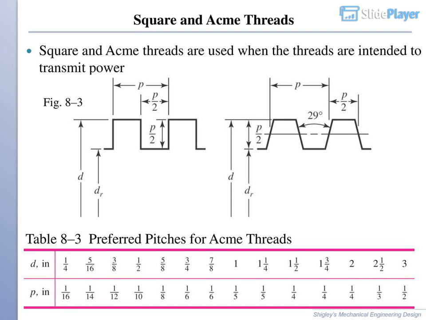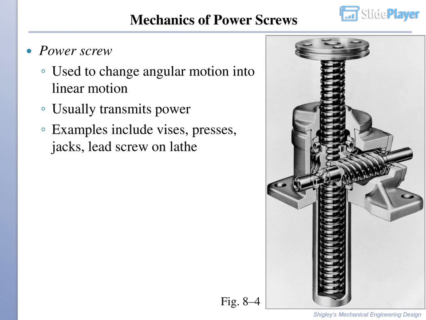Square and Acme threads. Square and Acme threads are used when the threads are intended to transmit power. Figure 8.3. Table 8.3: preferred pitches for Acme threads. Mechanics of power screws. Used to change angular motion into linear motion. Usually transmits power. Examples include vises, presses, jacks, and the lead screw on a lathe. Figure 8.4.